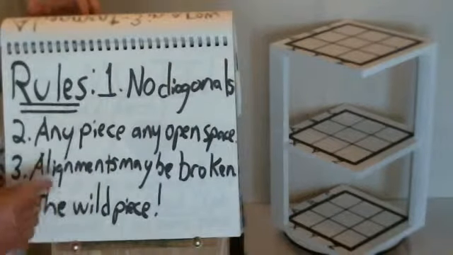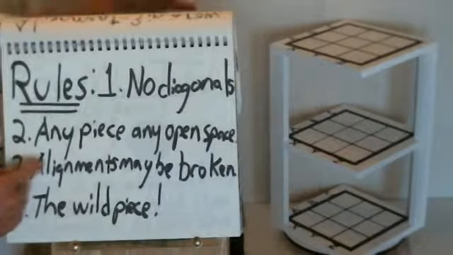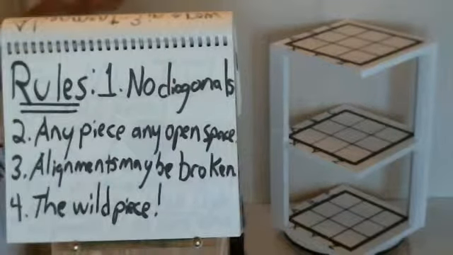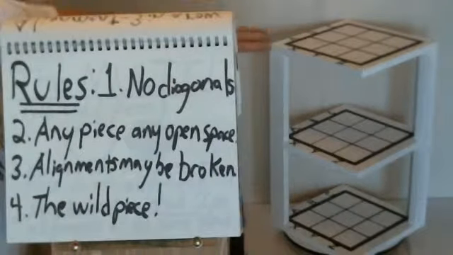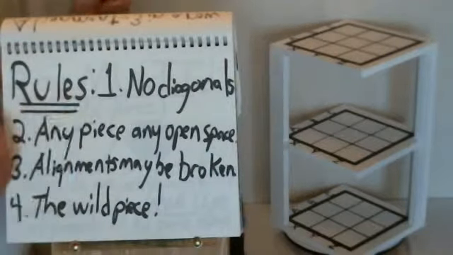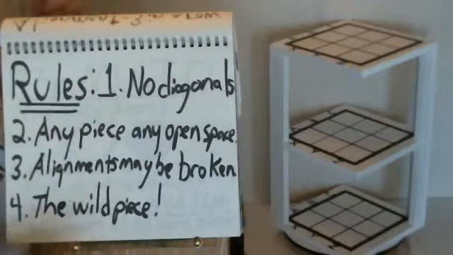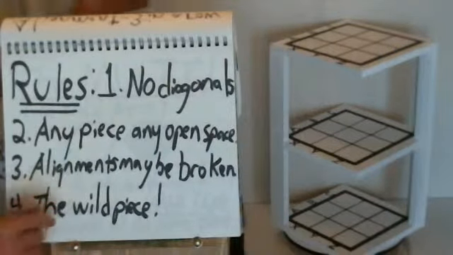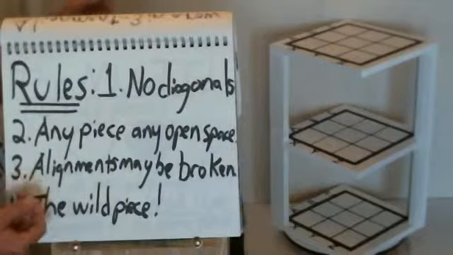Second rule, any piece may be played into any open space. Right now I can take any piece on my opening play and put it anywhere on these 27 different spaces. You don't capture other people's pieces. You don't do anything like that. It's completely passive manipulation. You play any piece that you want at any time into any open space on your turn.